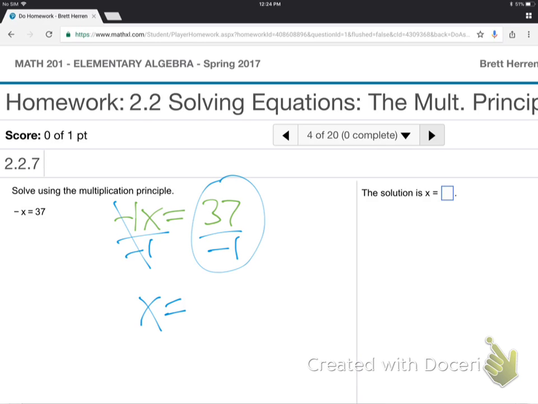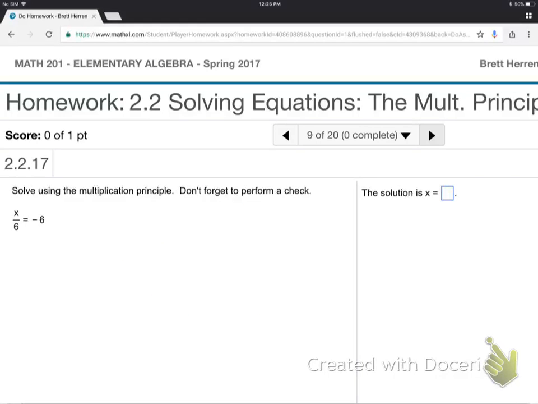What's the other side? Positive over negative? Negative. And we don't leave negatives in the bottom. We never leave 1s in the bottom. 37 divided by 1 is just 37. We never leave 1s in the bottom. And if there had been 2 negatives here, it would have been positive, but 1 negative is negative. On that. Good? Okay, so x over 6 is minus 6.